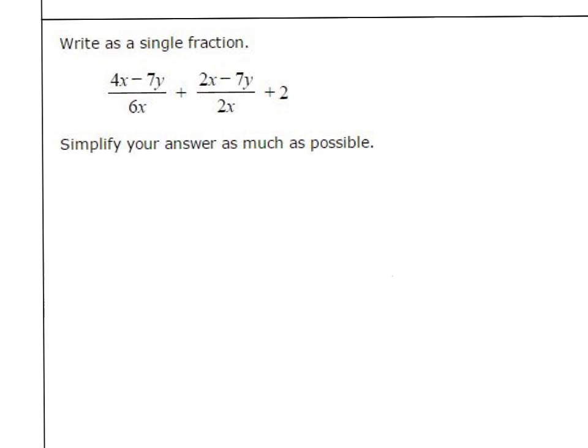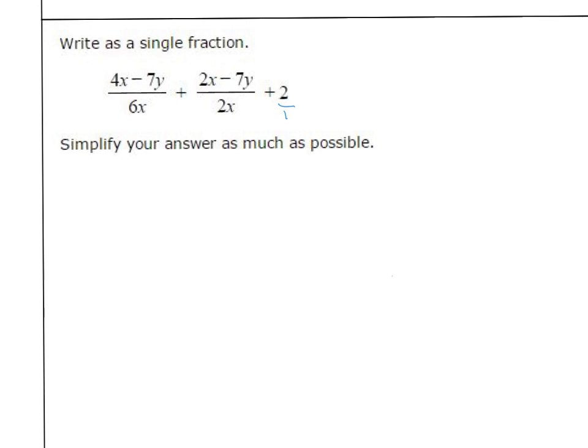This problem is pretty different from the previous one because these denominators are not the same. In fact, this guy doesn't even have a denominator. So the first thing I want to do is give him a denominator. I can always write things over 1. That's helpful. And then I need to figure out something that 6x, 2x, and 1 all go into if I want to get a common denominator. I need to find the least common multiple of these 3 things.